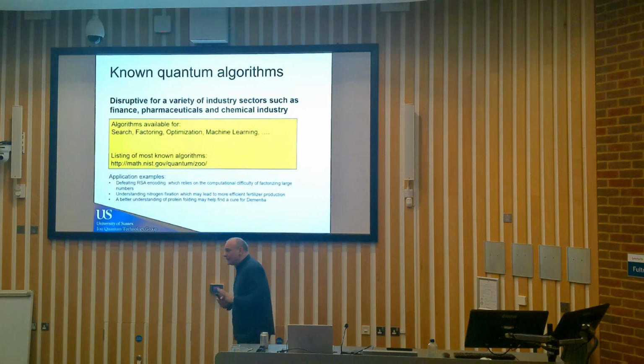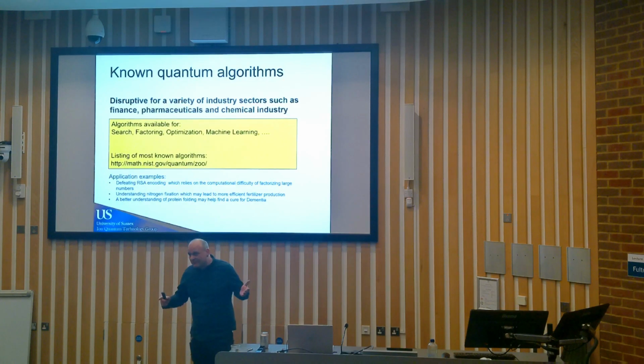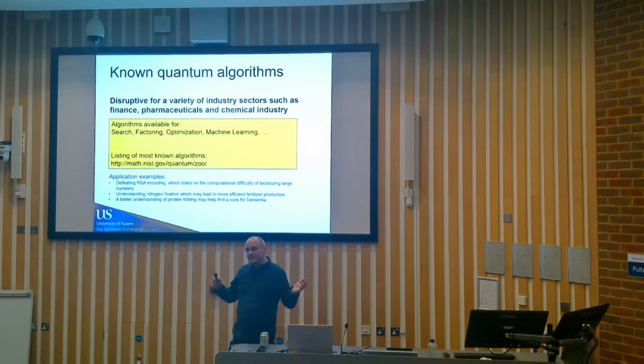So just to give you a feeling of what these problems are, a good place to learn about the different quantum algorithms available is this website. It's called the NIST Quantum Algorithm Zoo, and you'll find there are a whole range of algorithms, and these include search, factoring, optimization, quantum Fourier transform, lots of different algorithms, and what does that mean in practice? A factoring algorithm can be used to break RSA encryption, which is the encryption we use nowadays to put your credit card details on the internet.